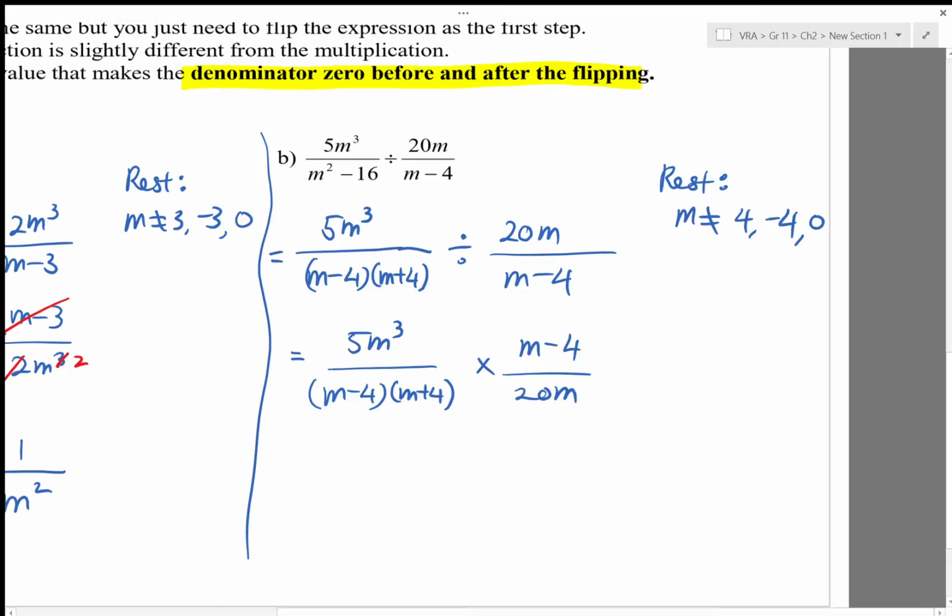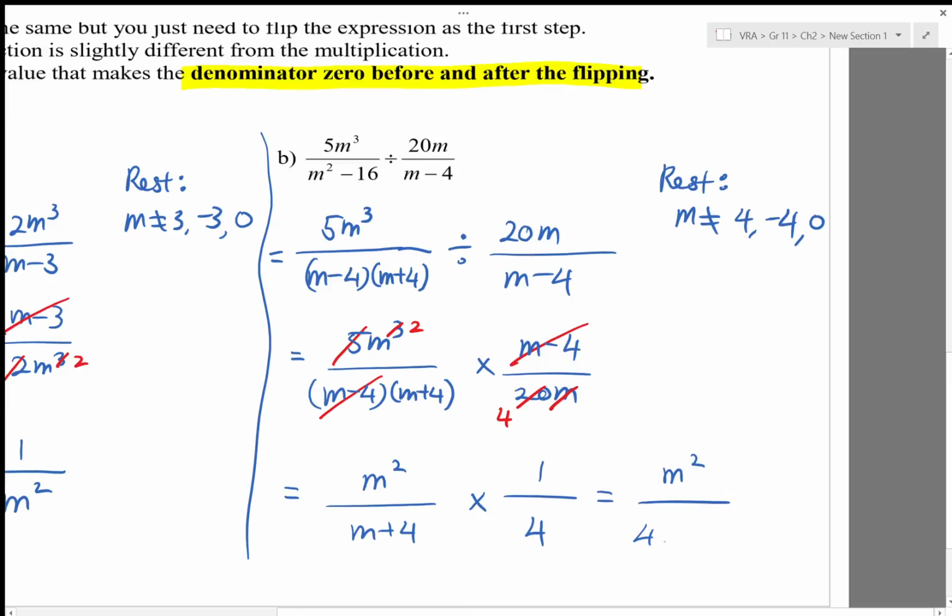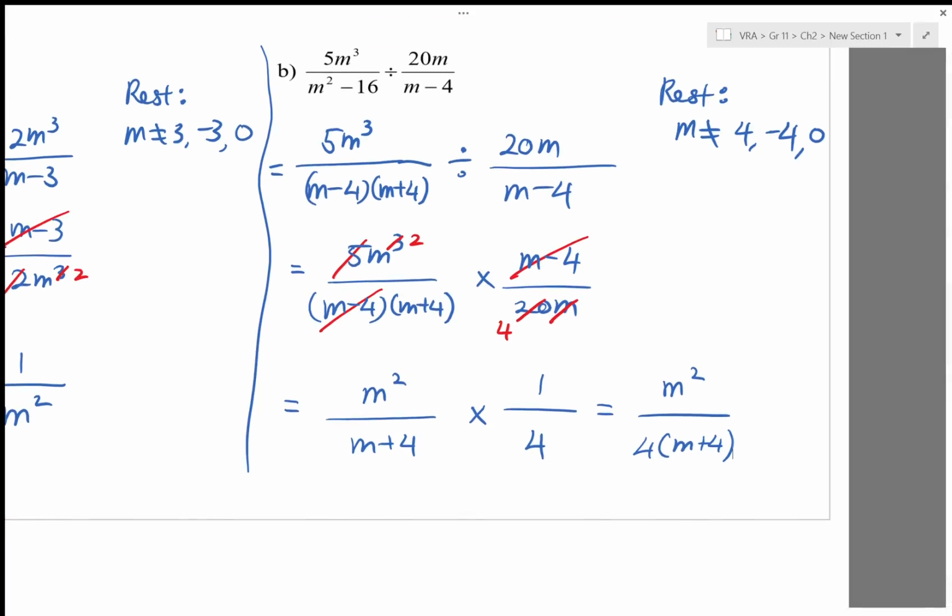Now then we start canceling. So canceling part shouldn't be a difficult part. So m minus 4, m minus 4. Now then 5 and 20, so the 20 becomes 4. M cubed becomes m squared, and this m goes away. So at the end, what you have here is m squared over m plus 4 times 1 over 4. And you can leave your answer as m squared over 4 times m plus 4, and that's completely fine. Okay, so hopefully everything so far is okay.